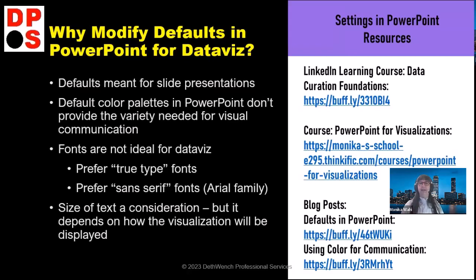Also, size of text is a consideration. When you present slides, obviously the size of text is a consideration. But it's a different consideration when you're making a diagram. How big does the text actually need to be? Sometimes you just want text to indicate that there's a bunch of text here. You don't even care if anybody can read it, right? So it really depends on how the visualization will be displayed. It's just different ways of thinking about defaults, okay?